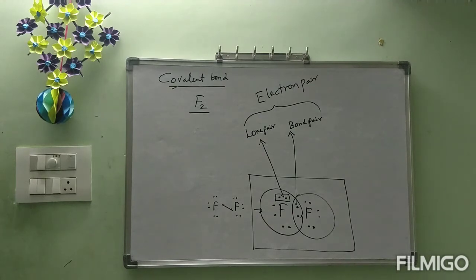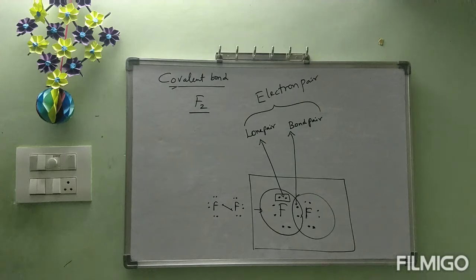Okay, I hope you understood. Once again, what is meant by bond pair? What is meant by lone pair? The pair of electrons which are involved in bond is called bond pair. The pair of electrons which are not involved in bond is called lone pair. These two are commonly called electron pairs. So electron pairs are of two types, bond pairs and lone pairs.